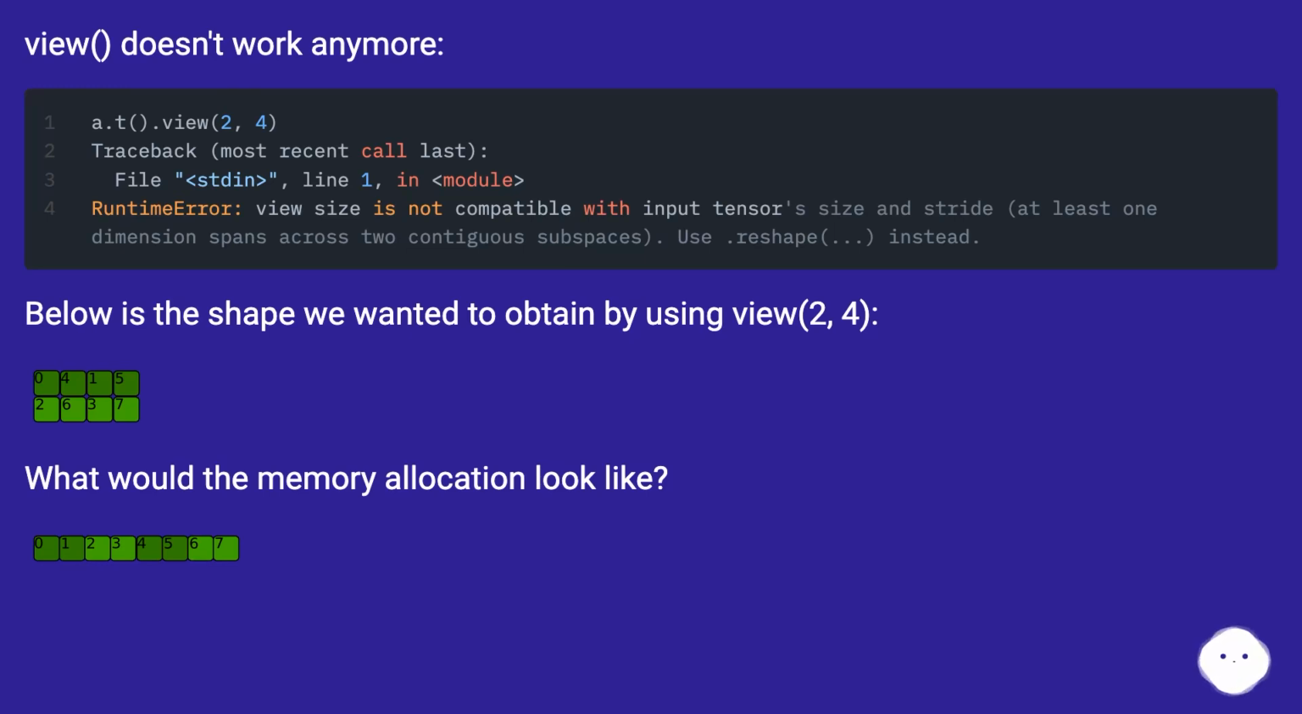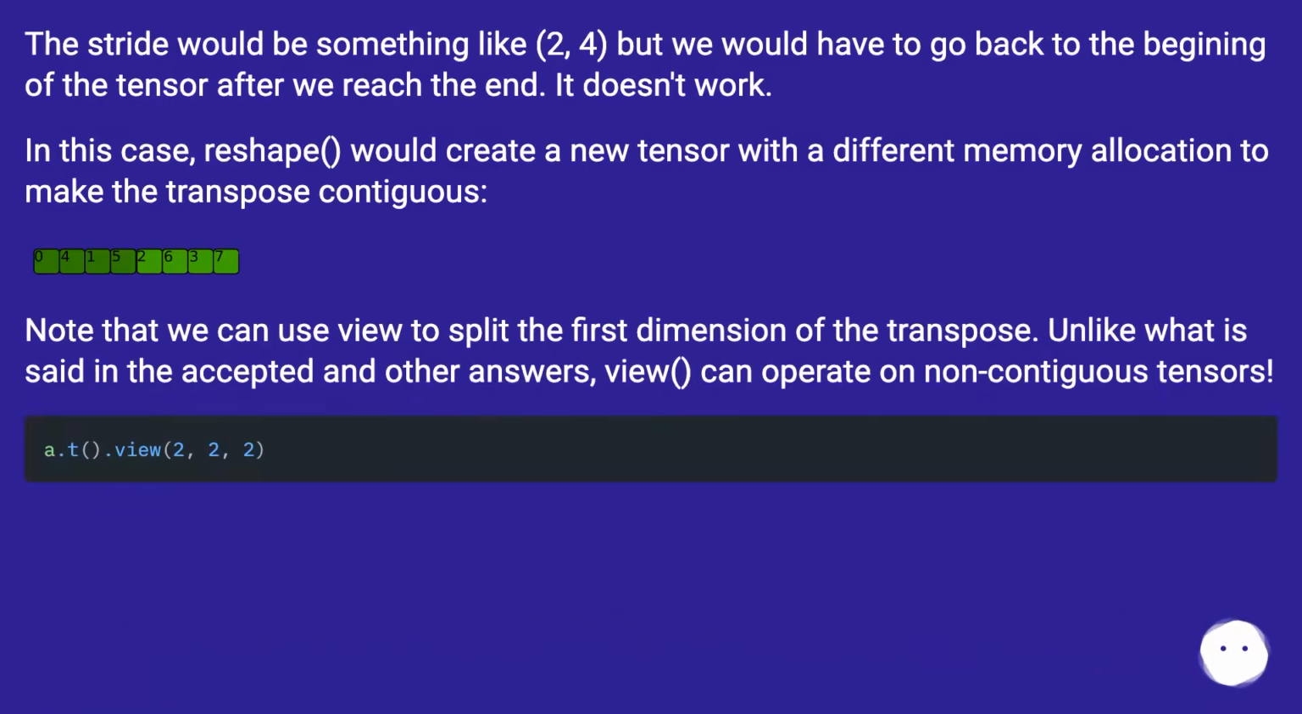What would the memory allocation look like? The stride would be something like 2, 4, but we would have to go back to the beginning of the tensor after we reach the end. It doesn't work. In this case, reshape would create a new tensor with a different memory allocation to make the transpose contiguous. Note that we can use view to split the first dimension of the transpose. Unlike what is said in the accepted and other answers, view can operate on non-contiguous tensors.